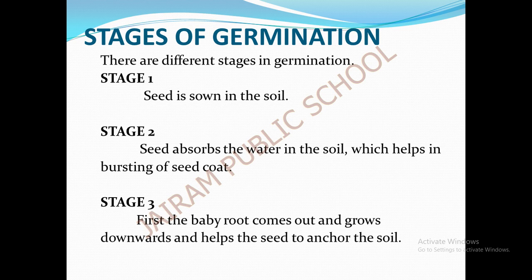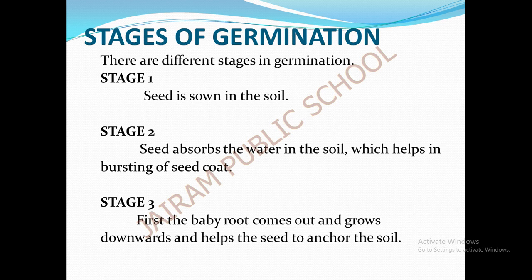Stage 2: after some days, the seed absorbs water, which helps in bursting of the seed coat. We water the seed daily, so the seed absorbs the water we are pouring and starts to grow. The seed coat starts to burst. The seed coat is the outer covering of the seed, a thin layer that protects the seed.